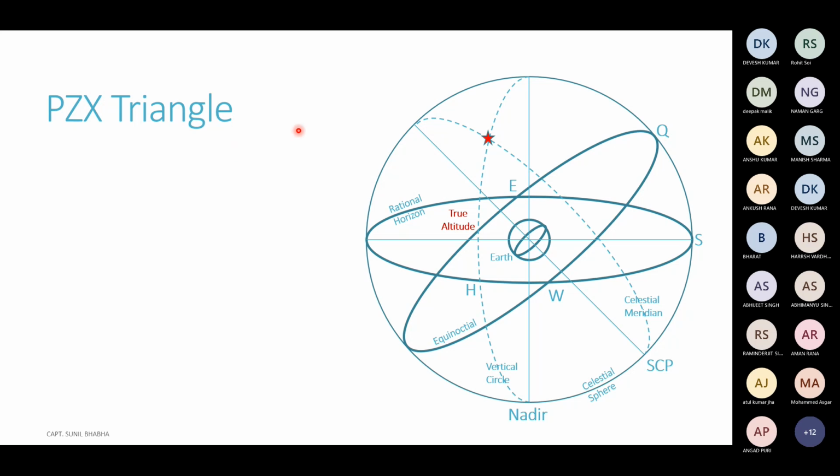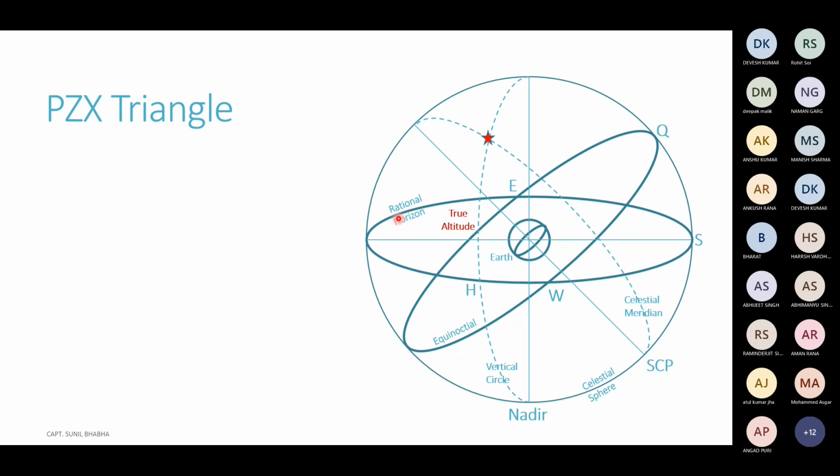The diagram which you see on the right side includes only the things which we have discussed till now. We have discussed the equinoctial system. You see the equinoctial here, and you have both the poles. You can see the south celestial pole here. This is the north celestial pole. The semi-great circles joining them are the celestial meridians. You can see the celestial meridian represented here.